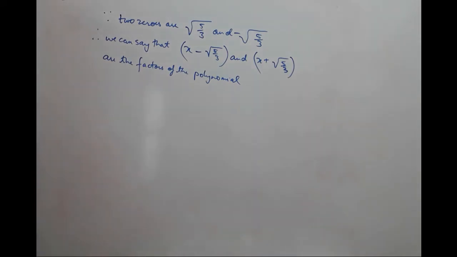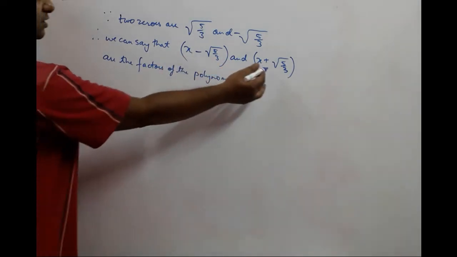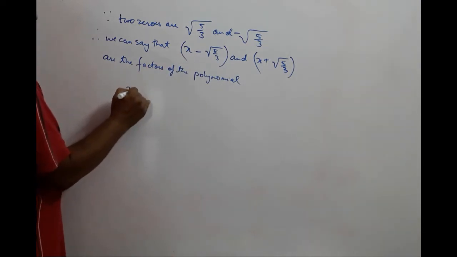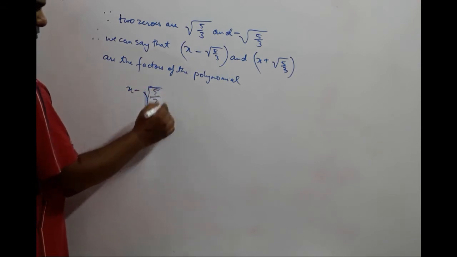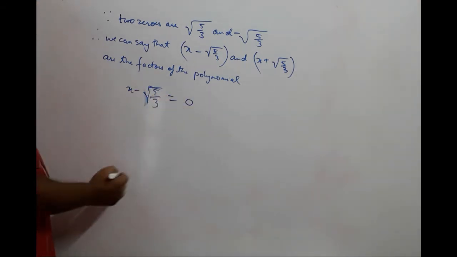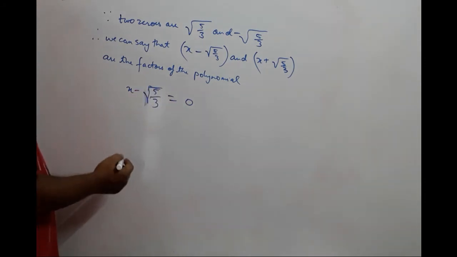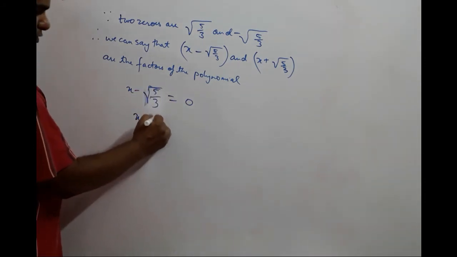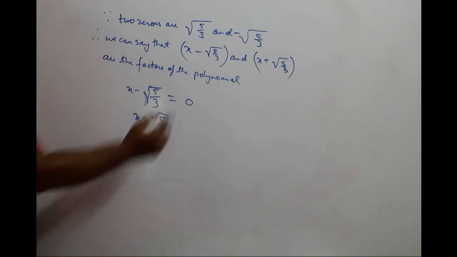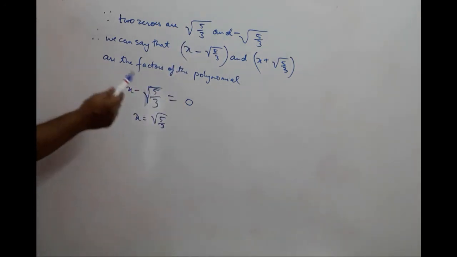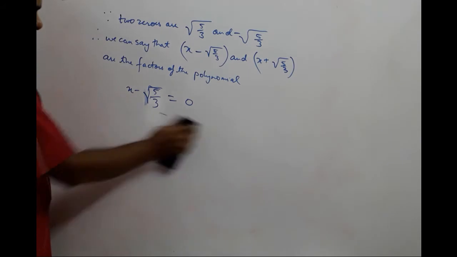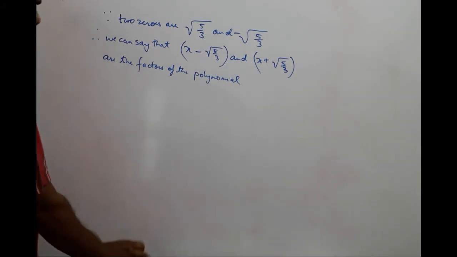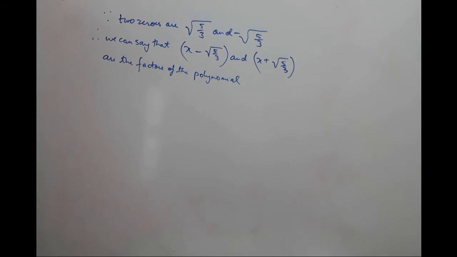Okay, see how can we write it this way? If you put x minus square root of 5 upon 3 equal to 0, what do we get? When we take the square root of 5 upon 3 to the other side, we get x equal to square root of 5 upon 3, which is the same as this. So we are just going in the reverse direction to find the factors. There's no need to show this each time; you can straight away write this.